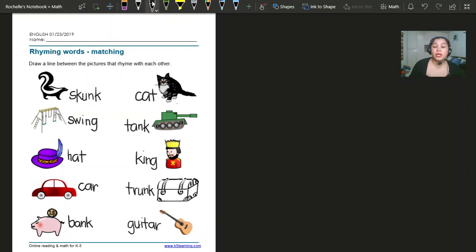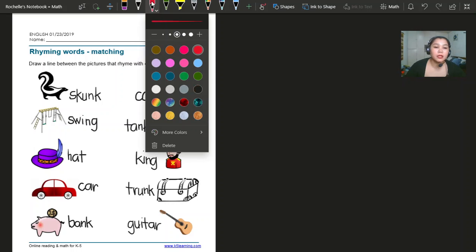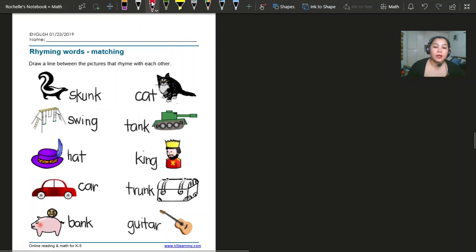Okay, now that we have identified the words for each picture, we can now pair those rhyming words. As much as possible, do not base your answer on the spelling, because you might get confused, some words may have different sound as they are spelled. So you just have to listen to the end sound of each word. So we have skunk. So what is the word that rhymes with skunk? From the right group, it's trunk.